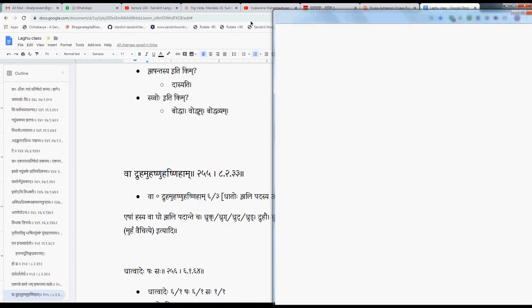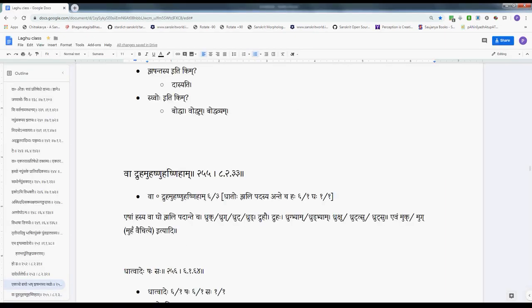Sorry, I forgot to close everything else. I have some WhatsApp things going on there. Okay. Close that. Is the Lagu screen still visible? Okay.